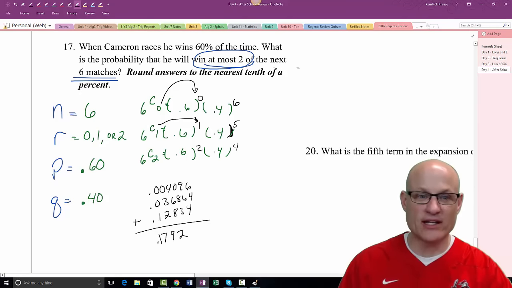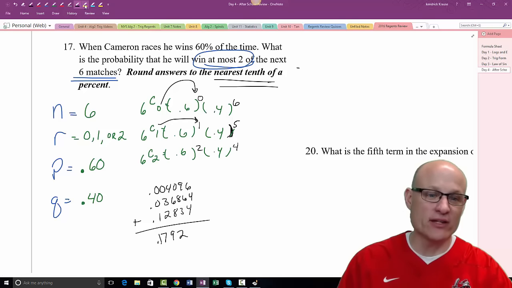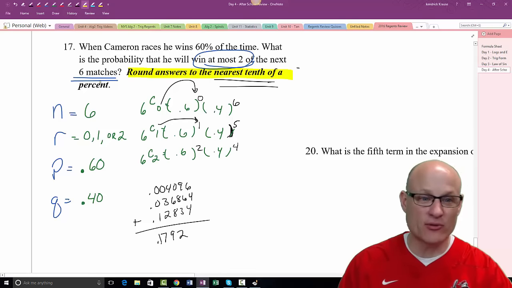0.1792. Rounded to the nearest tenth. Oh, whoa! Tenth of a percent. Whoa, that's crazy. That's hard. Round to the nearest tenth of a percent.